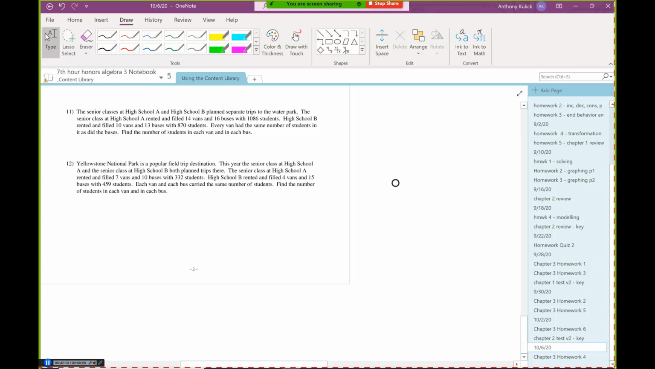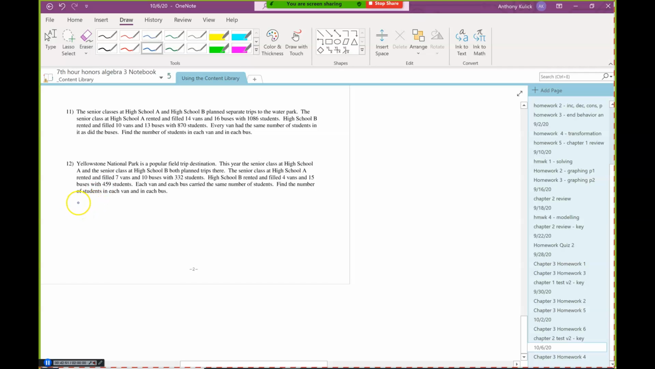Yellowstone National Park is a popular field trip destination. This year, the senior class at High School A and the senior class at High School B both planned trips there. The senior class at High School A rented and filled 7 vans and 10 buses with 332 students. High School B rented and filled 4 vans and 15 buses with 459 students. Each van and each bus carried the same number of students. Find the number of students in each van and in each bus.